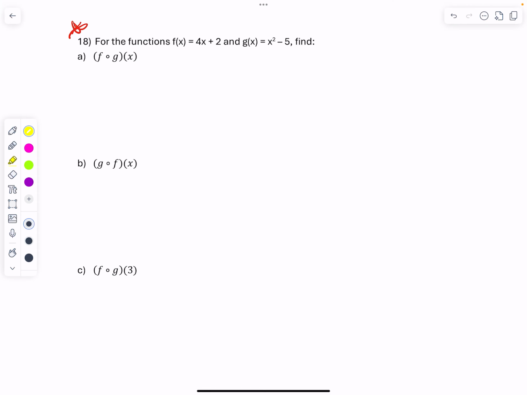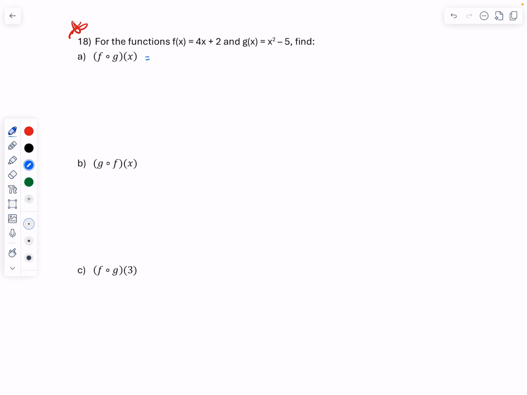I'm starting with question number 18 on the Unit 2 review. This is for MAC 1105 College Algebra. Alright, so we're looking at number 18. For the function f of x equals 4x plus 2 and g of x equals x squared minus 5, find f of g at x.